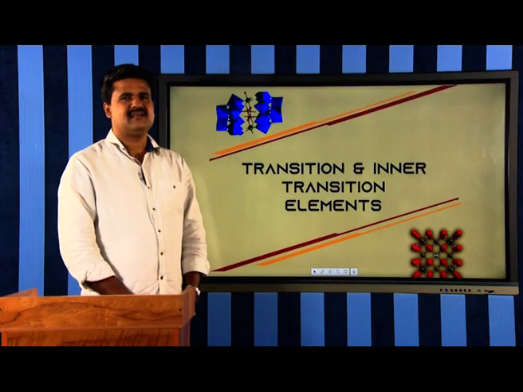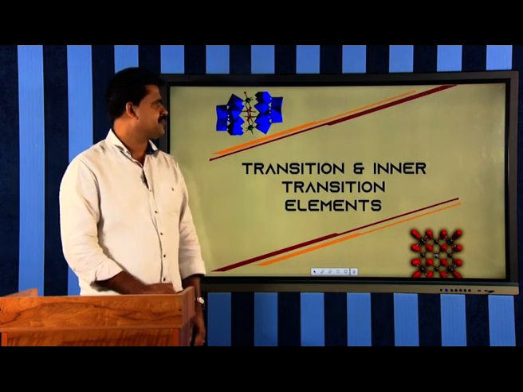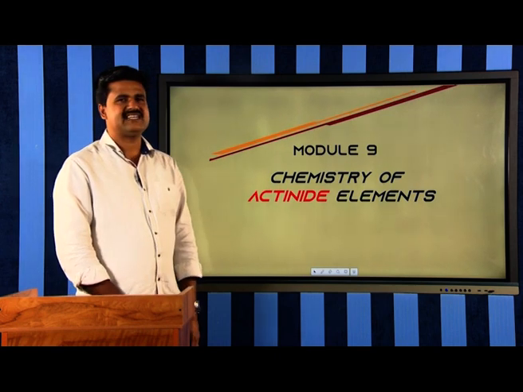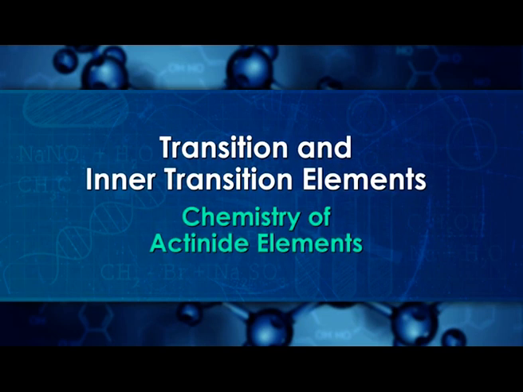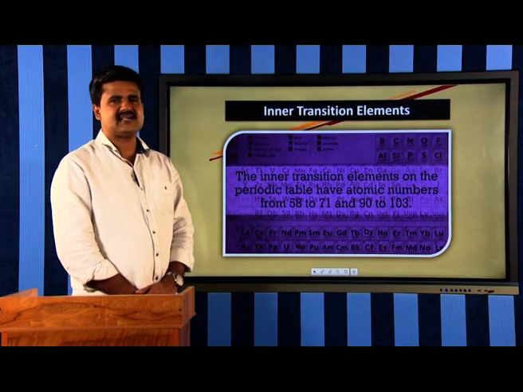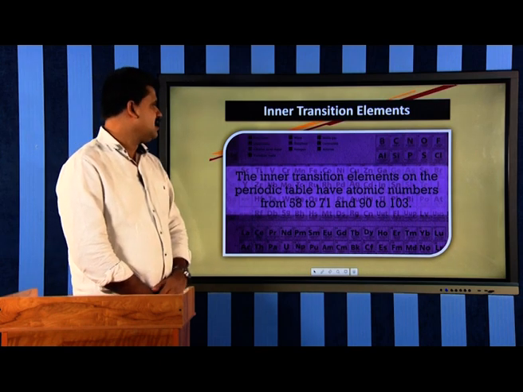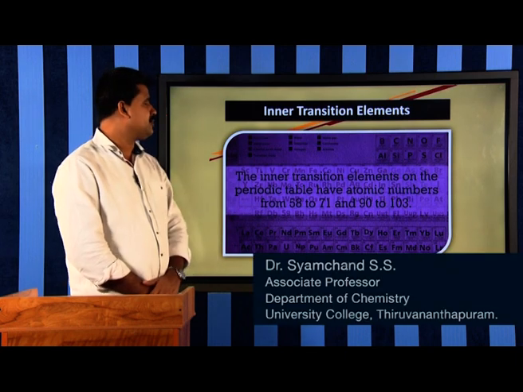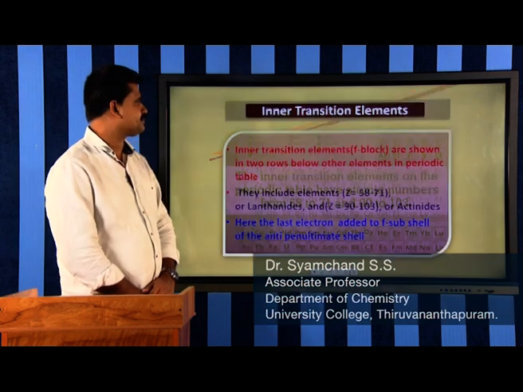Welcome dear viewers. We are continuing with transition and inner transition elements. In this module, we are focusing on the chemistry of actinide elements. As we are aware, inner transition elements are in two series. They comprise elements from atomic number 58 to 71 and another group from atomic number 90 to 103.